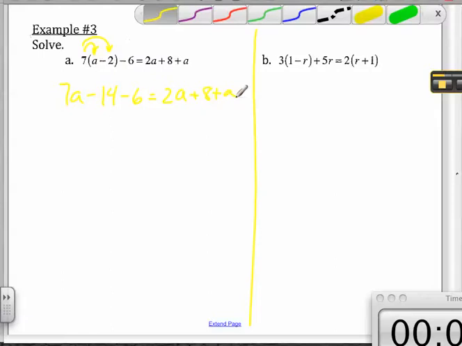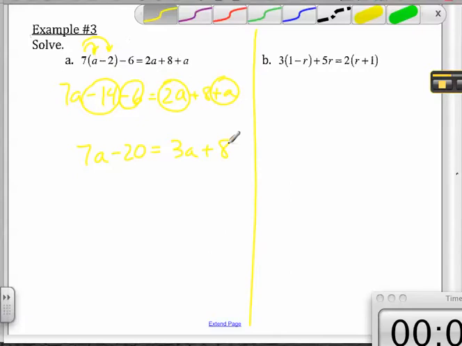Add like terms or combine. So on the left side, I've got negative 14 and negative 6. That can give me 7A minus 20 is equal to, and then on the right side, I've got 2A and A. So that's going to be 3A plus 8. Okay, now I've distributed. I've simplified by combining also. Now I'm ready to get these variables together.